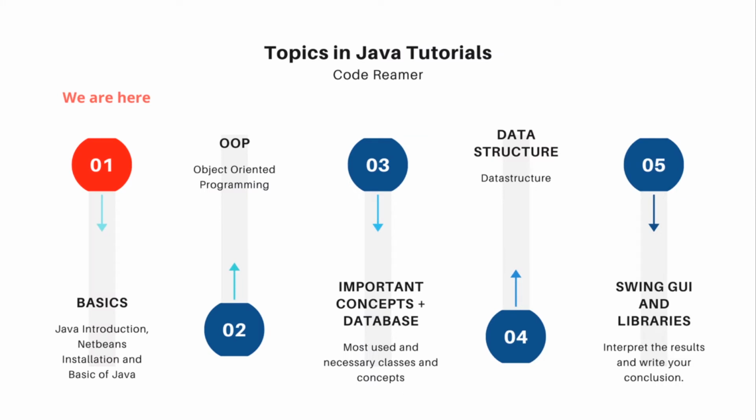So this is our progress so far, that we will be covering these 5 major parts in this whole tutorial. So we are on the first one. We are learning some basics, installing, some introductions and some other basic things. As we go forward, we will learn these things: OOP, database, data structure, GUI, and some other things as well.